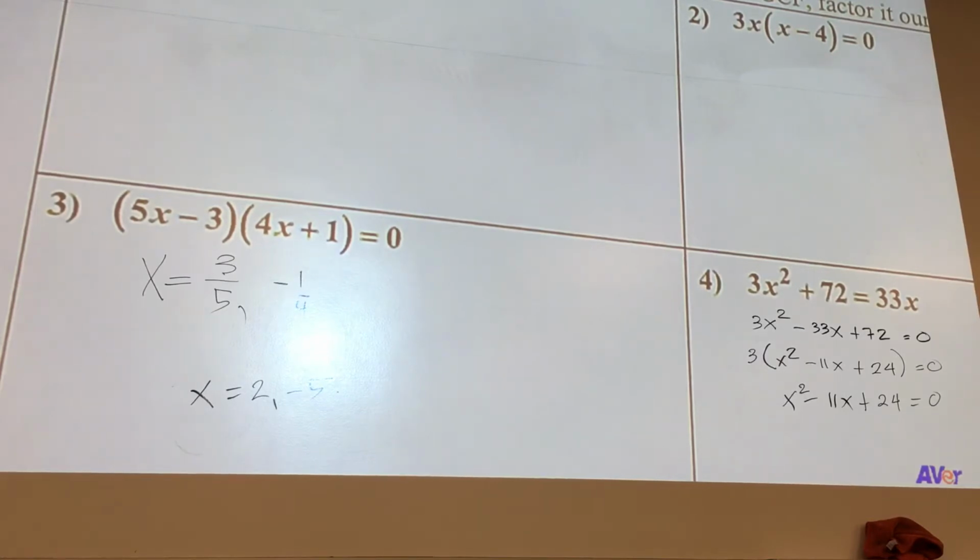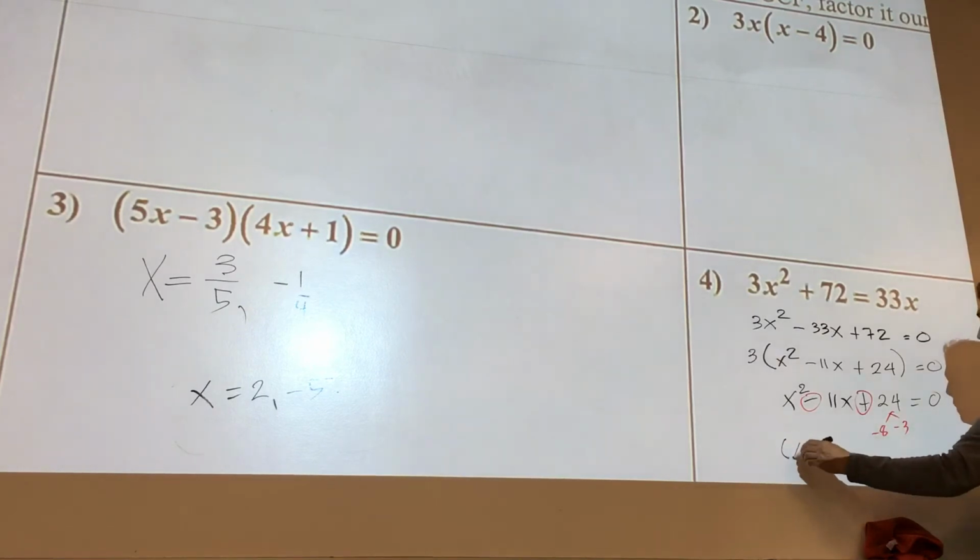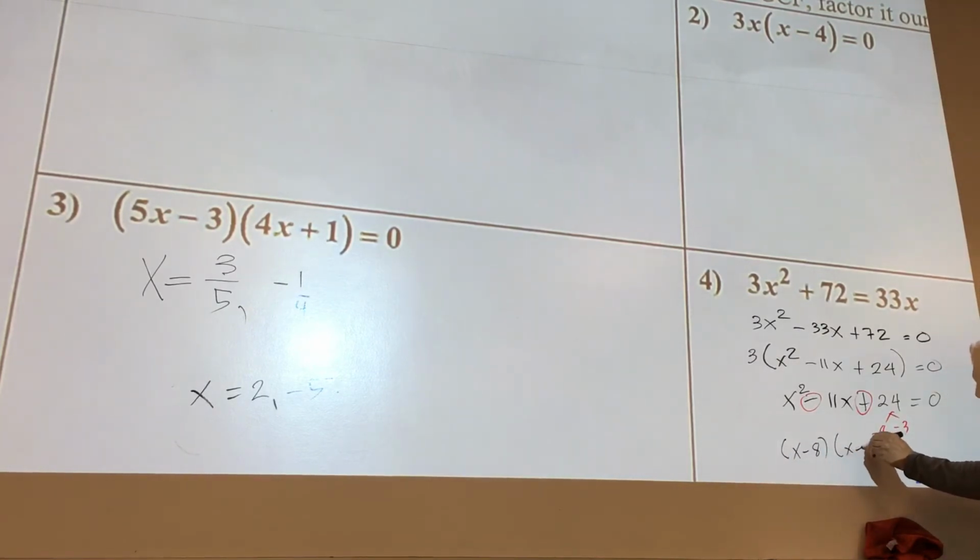Let's review. So this is the rule, is that right? If that's a plus, what does that tell us? Same signs and both are negative? Therefore, negative 8 and negative 3. Is that right? Yes? Negative times negative is positive. 8 times 3 is 24. Negative 8 minus 3 is negative 11. All right? Therefore, x minus 8, x minus 3 equal to 0. Therefore, what are the x values? 8 or 3. There you go.